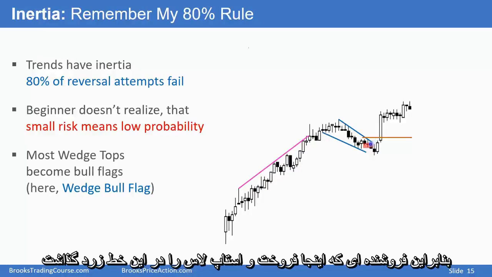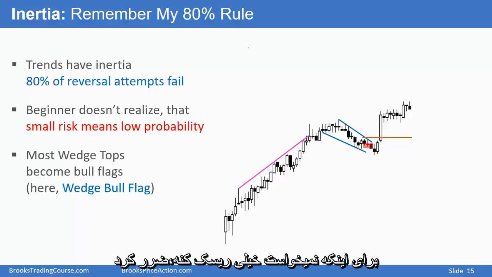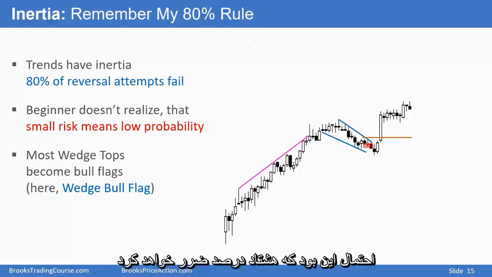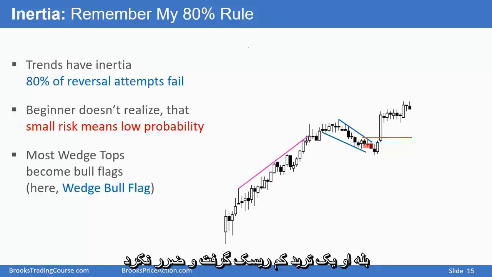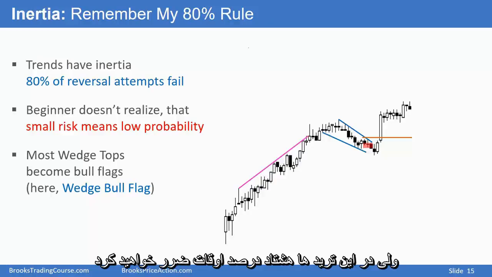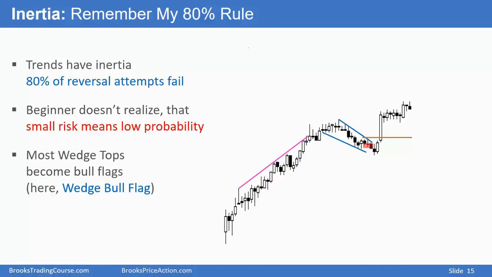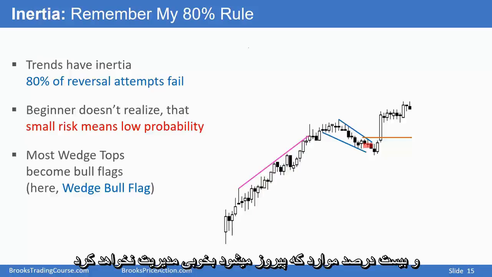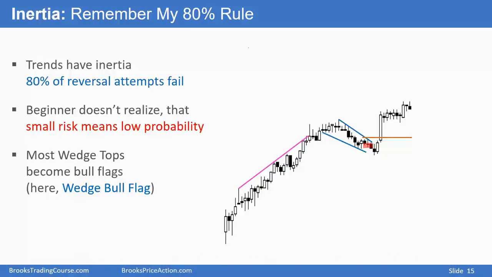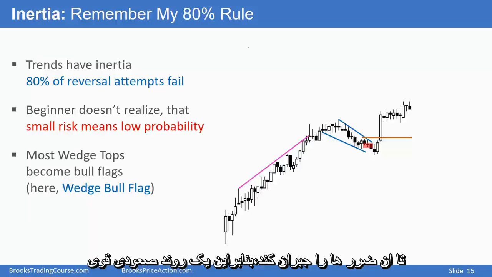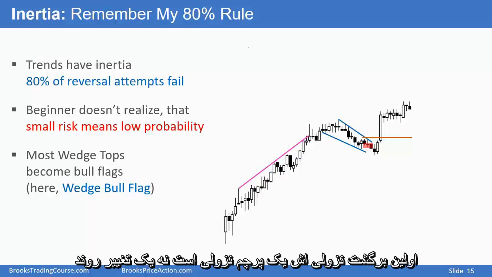So that bear who took this short below that bar and put his stop just above at this yellow line because he did not want to risk much, lost money. The probability was probably 80% that he was going to lose money. So yes, he took a low risk trade. He did not lose money. But when he takes this trade, he's going to lose 80% of the time. And the 20% of the time that he wins, he will not manage it well enough to overcome those losses. So in a strong bull trend, the first reversal down is a bull flag, not a reversal.